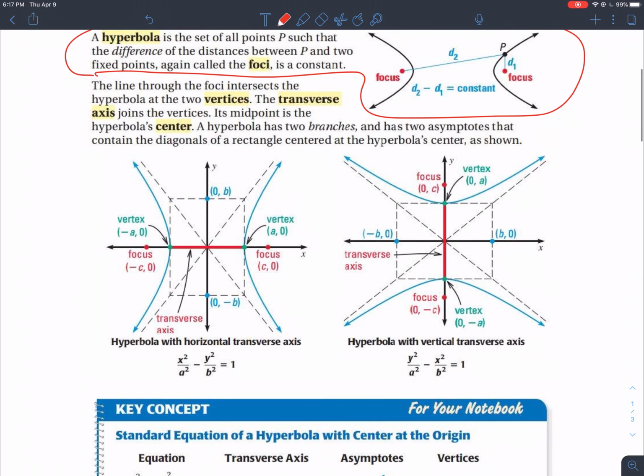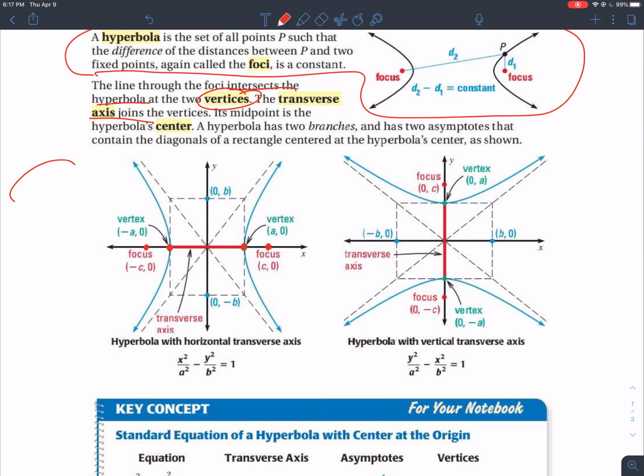So a hyperbola has two foci. So here's a focus and here's another one. So the line through the foci, which would be the x-axis in this case, intersects the hyperbola at the two vertices. All right, so we would call these two points here vertices. Okay, and then the transverse axis joins the vertices.